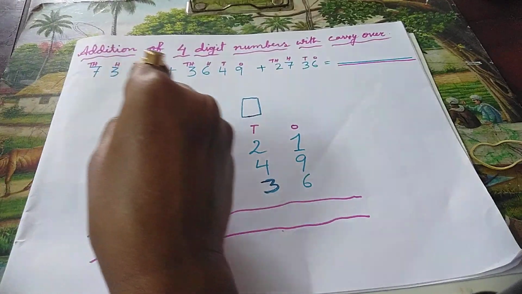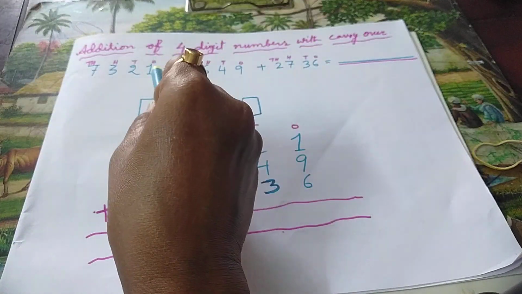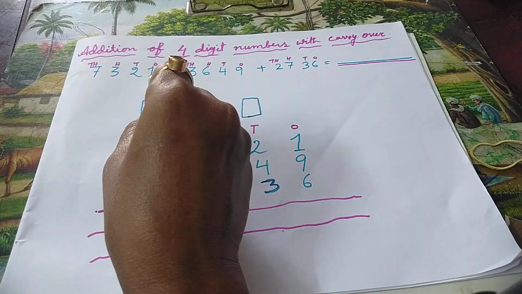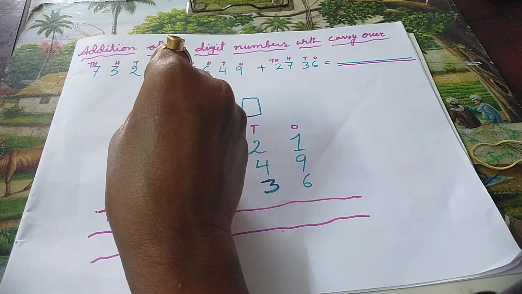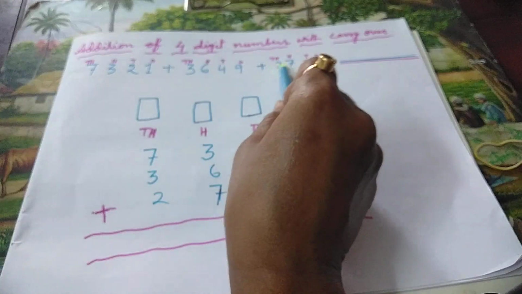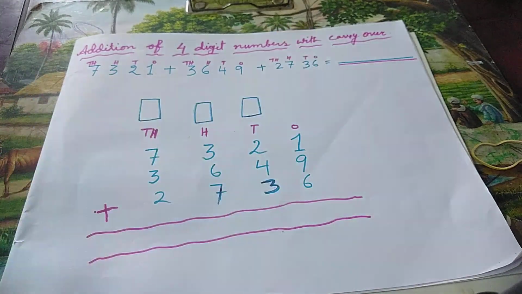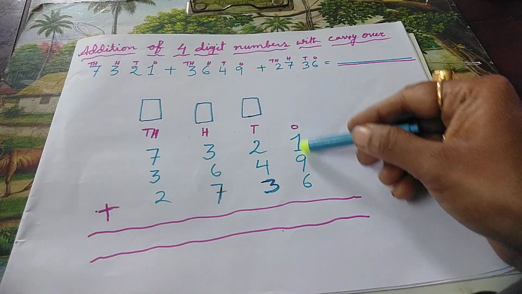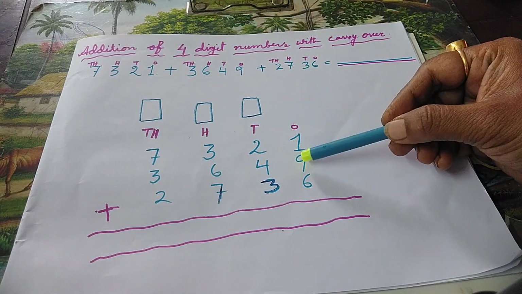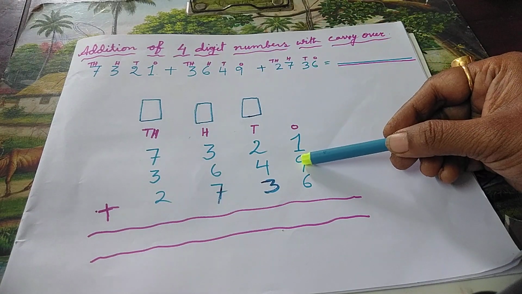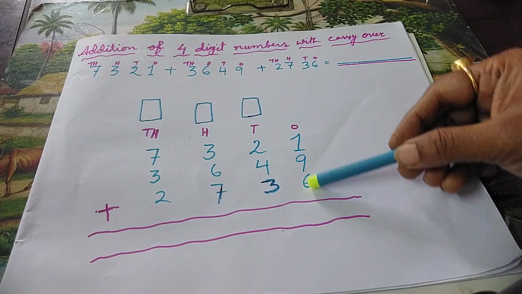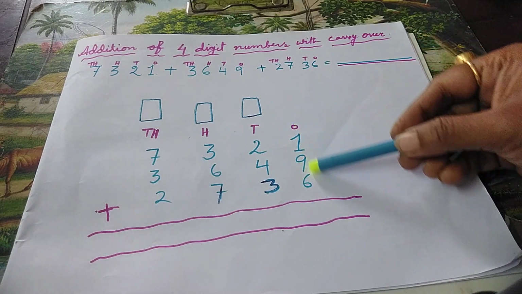See children, in this number, and in this number. In ones place, which digits are there? In this number, 1 belongs to ones place. In this number, 9 belongs to ones place. In this number, 6 belongs to ones place. So in ones column, first write 1. Under 1, write 9. And under 9, write 6. Okay. Maintain this column, children.